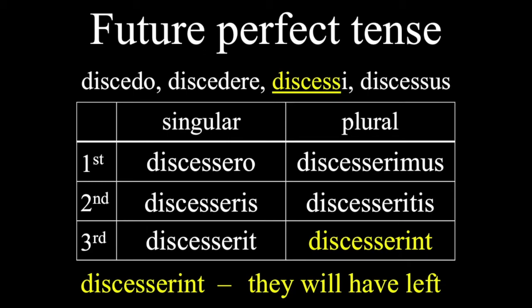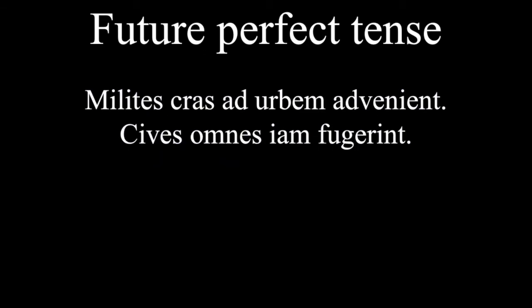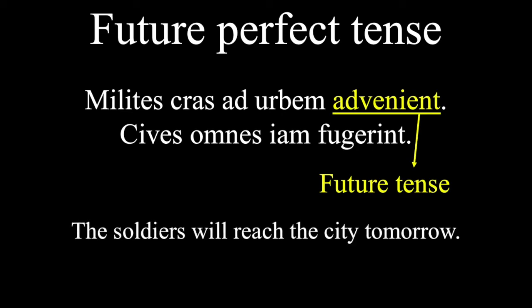All right, now let's see some Latin with a future perfect verb. The Latin is milites cras ad urbem advenient, cives omnes iam fugerint. Advenient is a future tense form of the fourth conjugation verb advenire, meaning to arrive at or to reach. So the first sentence means the soldiers will reach the city tomorrow.